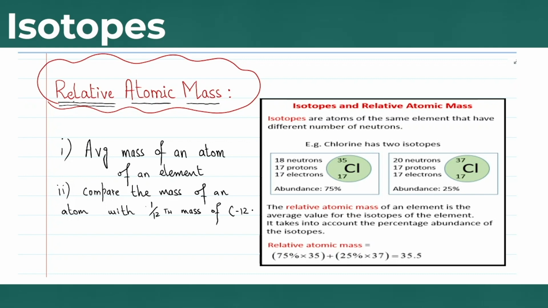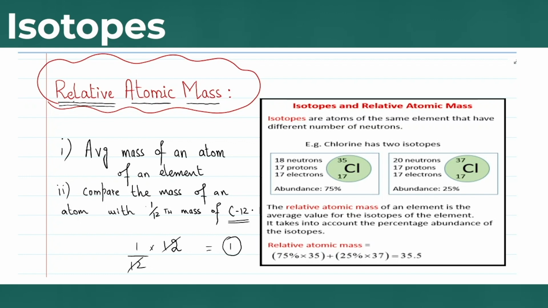So why are we using 1/12th mass of carbon 12? So carbon 12 is used because it has a mass of 12. So why am I using 1/12th mass? Because it is equivalent to 1. 1/12th mass of carbon 12 gives you the mass 1. So that's why I'm using 1/12th mass of the carbon 12 isotope.